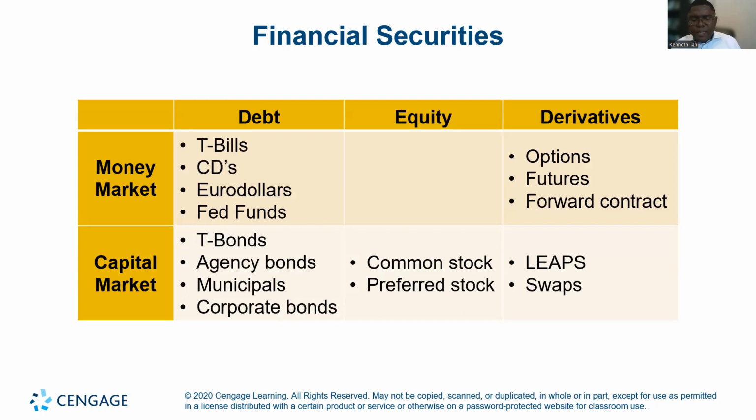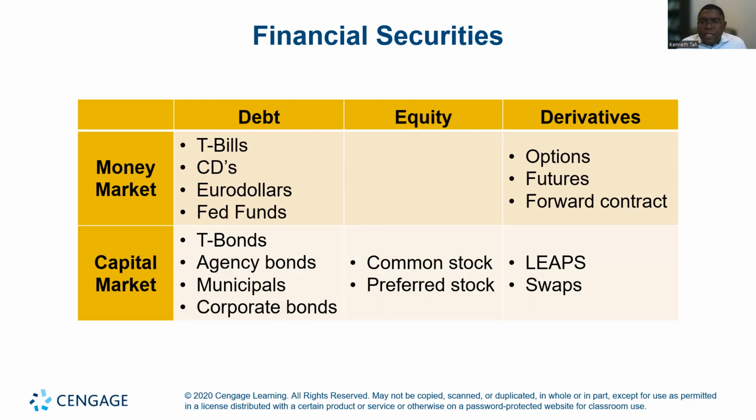All right, let's talk about financial securities. Financial securities tend to be classified as money market or capital market. Money market securities are securities for the short run, whereas capital market financial securities are securities for the long run. In terms of debt, money market securities include T-bills, certificates of deposit, eurodollars, and Fed funds, with no equity. As far as derivatives are concerned, options, futures, and forwards.